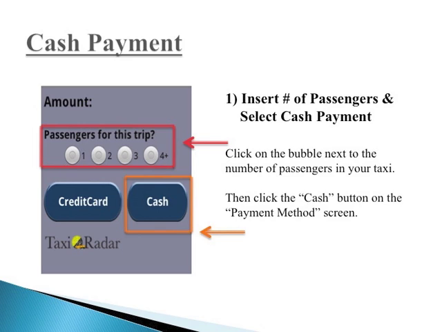Okay, we are now ready to discuss accepting payment from your passengers. We will first discuss accepting a cash payment. At Time Off, TaxiRadar will automatically display a payment method screen, pictured at left in this video. First, check the passenger count. The passenger number bubbles are indicated by the red arrow and box on this video screen. Next, in order to accept a cash payment, click on the Cash button. This button is indicated by the orange arrow and box on this video screen. After you click the Cash button, simply accept the cash payment from your passenger.